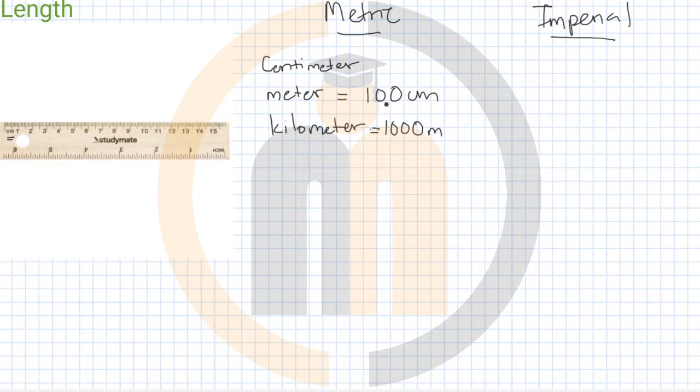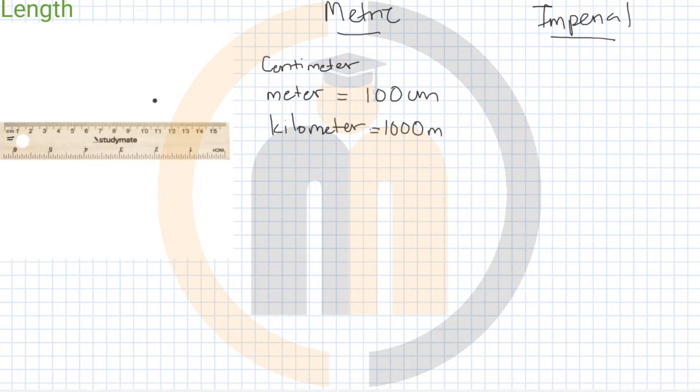If you compare with your ruler, let's say you have 1 cm here, a meter would be hundreds of this 1 cm. In real life you have to pick up your ruler and check. And a kilometer would be 1,000 of that meter. So you can see that these measurements get larger.